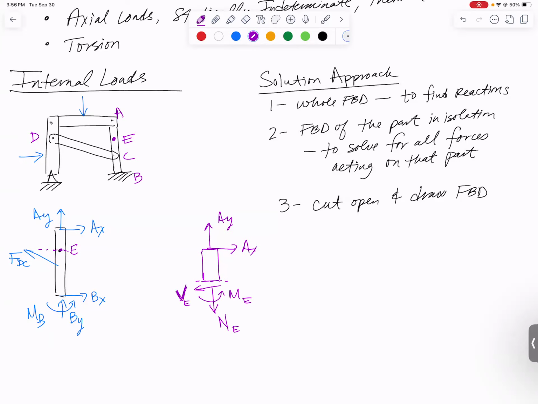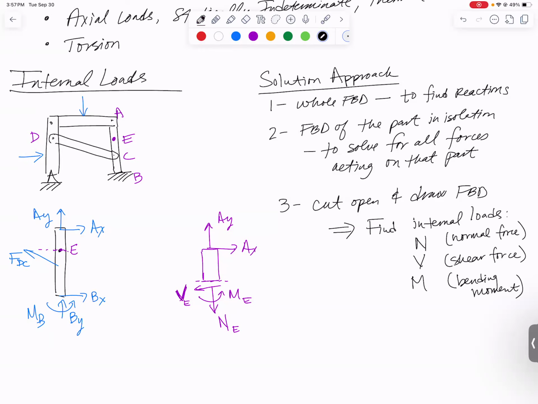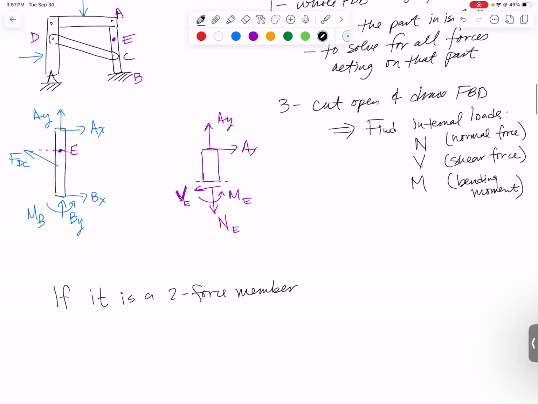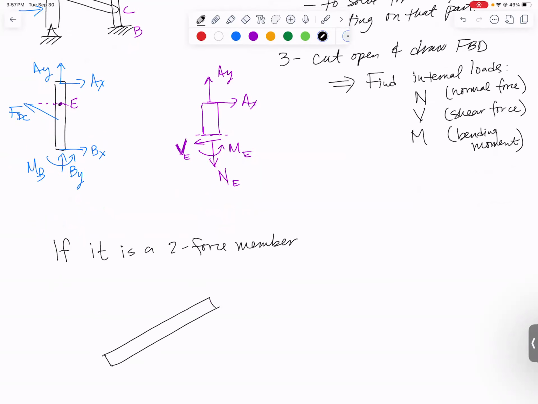And I intentionally did a vertical part because we usually do horizontal parts, and I wanted to point out normal force is always perpendicular to the cut. Shear force is always parallel to the cut, and moment is about an axis going through this, basically the centroid of the cross section straight out of the page at us. So once you cut open and draw the free body diagram, you can finally find the internal loads, which in general will be a normal force, a shear force, and a bending moment in 2 dimensions anyway. All right, the only special case really for internal loads are if it is a 2-force member, then your life gets a whole lot easier. Remember what a 2-force member is?